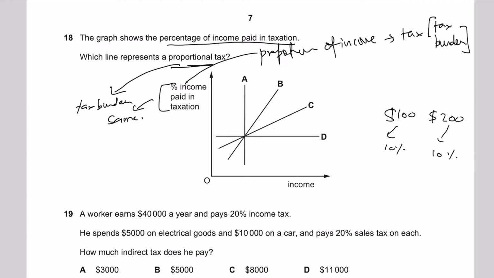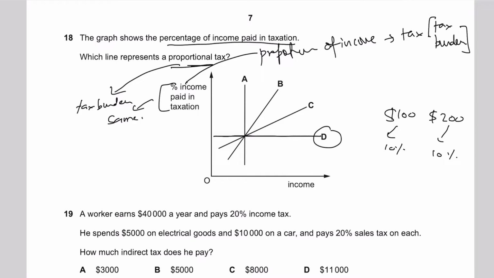So you'll end up paying the same proportion of tax out of your income, despite your incomes having increased. So your tax burden would be constant, it would be the same. And that is why D should be the correct answer, because it's a horizontal straight line, right?